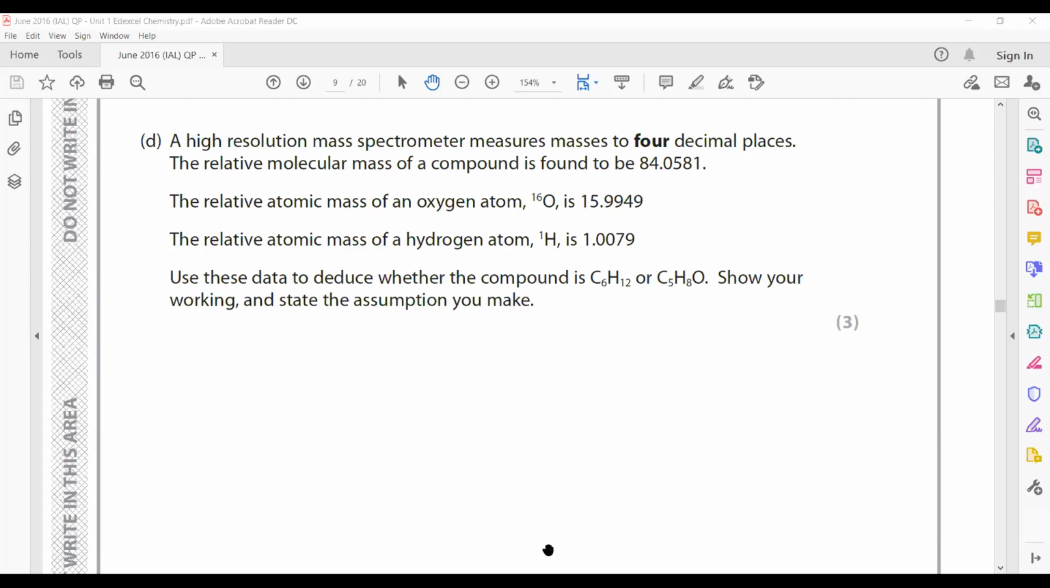So basically what we have to do is find the mass for each and compare which one matches the final result. If we are saying the compound is C6H12, what is the mass of the carbon? Carbon is 12. And what about the mass of hydrogen? It is 1.0079. And there are 12 hydrogens, so you will multiply that value by 12.